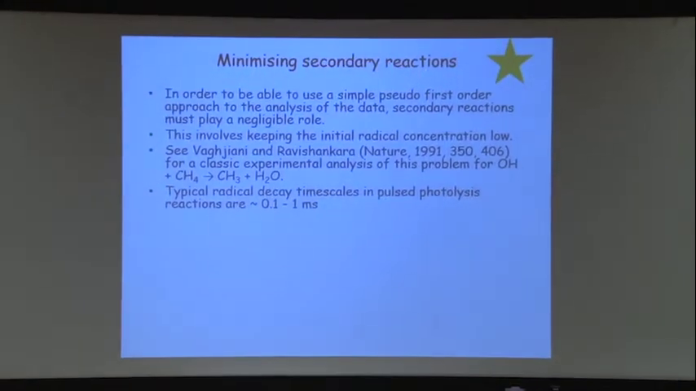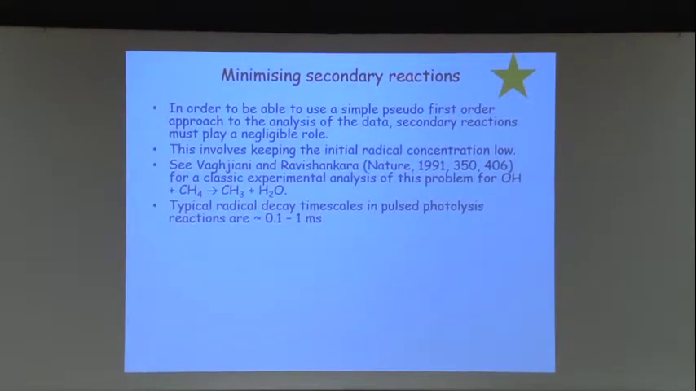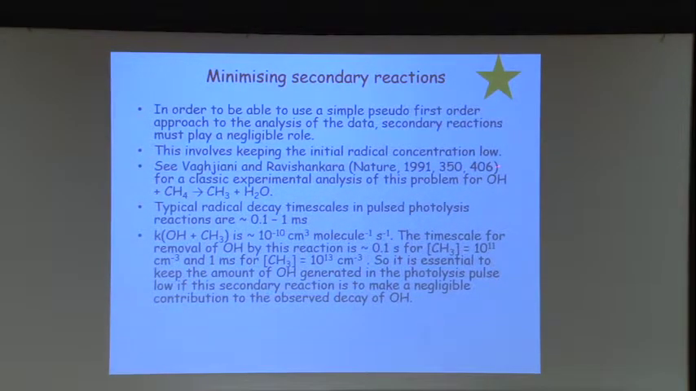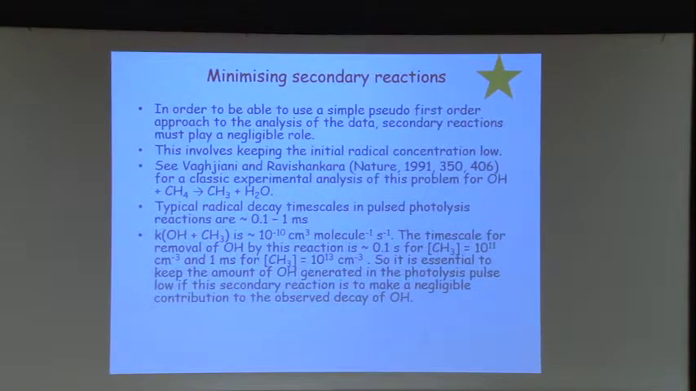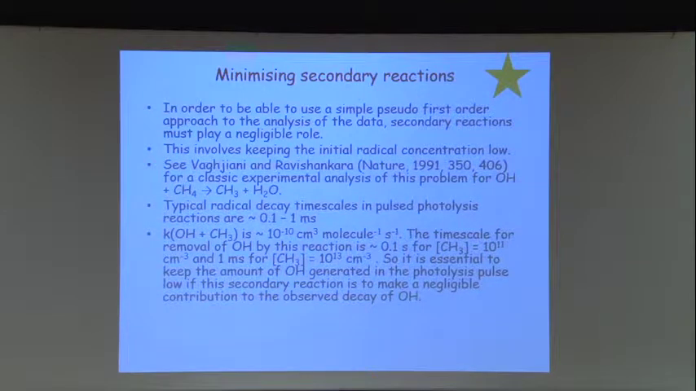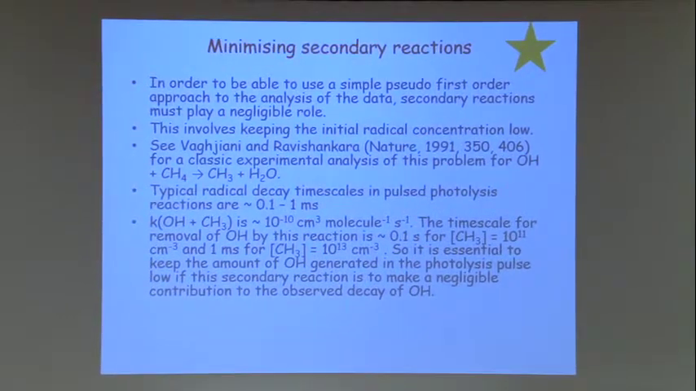As I said, typical radical decay time scales in pulse photolysis reactions are of the order of 0.1 to 1 millisecond. We produce OH, and the OH generates methyl radicals. And methyl radicals can react with OH. And if that reaction is too fast, then it's going to play a role in the decay of the hydroxyl radical. Now, the rate constant for OH reacting with CH3 is very fast. It's of the order of 10 to the minus 10 centimeters cubed per molecule per second. What it means is that pretty well every collision between CH3 and OH leads to reaction.